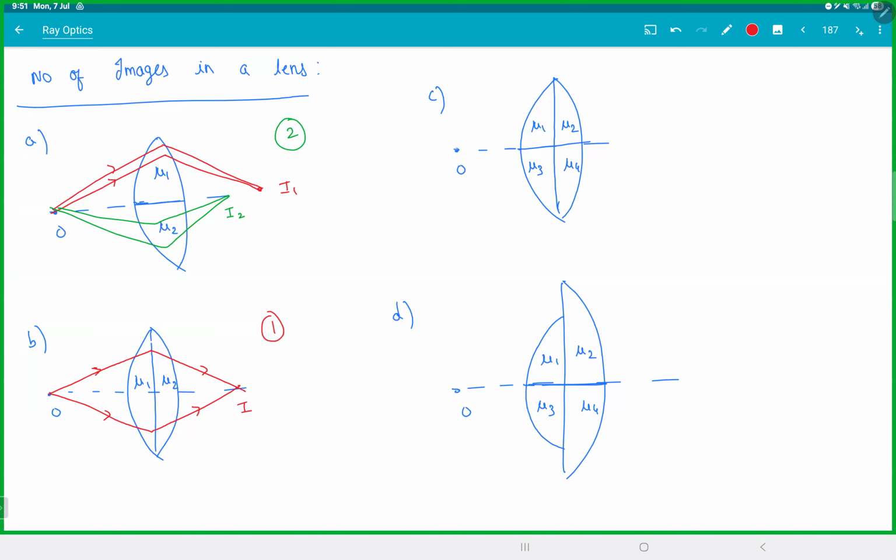What about this one? Here also same thing. All the light rays above the principal axis will remain above the principal axis. That will be one image. That is the second image.